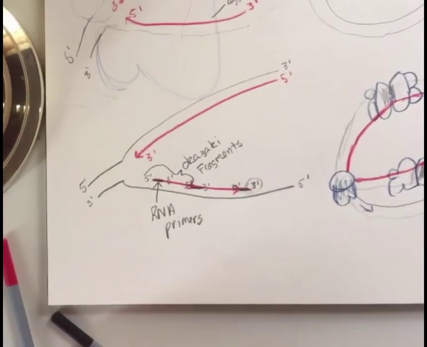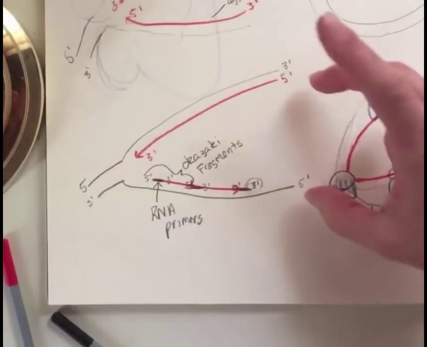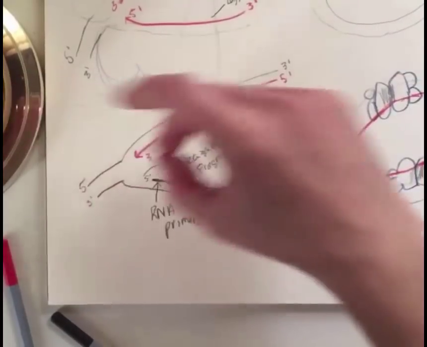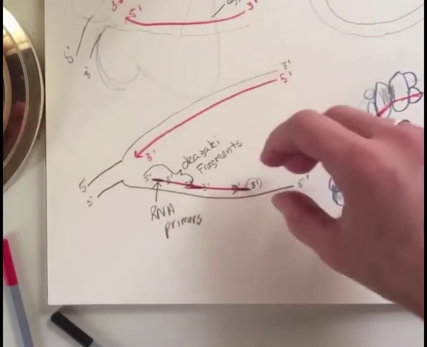So at the end of the day, this replosome has essentially synthesized both a 5' to 3' leading strand and a 3' to 5' lagging strand.